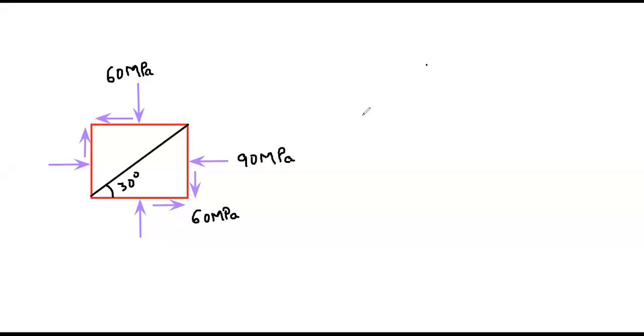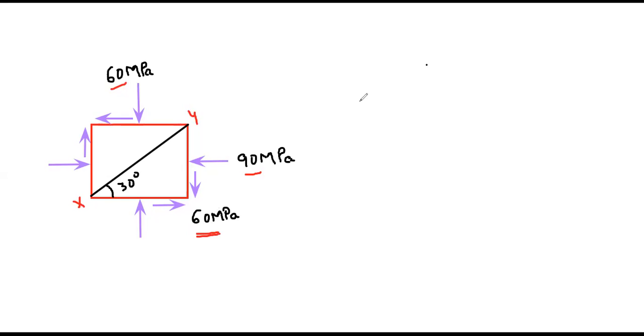Welcome to the class. Today we'll start with a new numerical on Mohr circle. So we have a two-dimensional body here, which is subjected to compressive stresses. Like you can see here, in X direction we have 90 megapascal, which is compressive in nature. In Y direction we have 60 megapascal, which is compressive in nature. And we have a plane, for example plane XY, which is inclined at an angle 30 degree. And it is subjected to a shear stress of 60 megapascal.